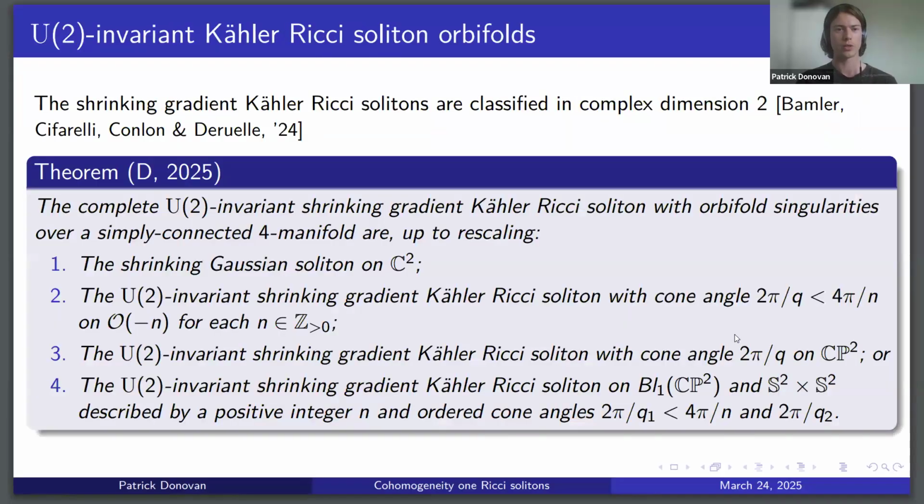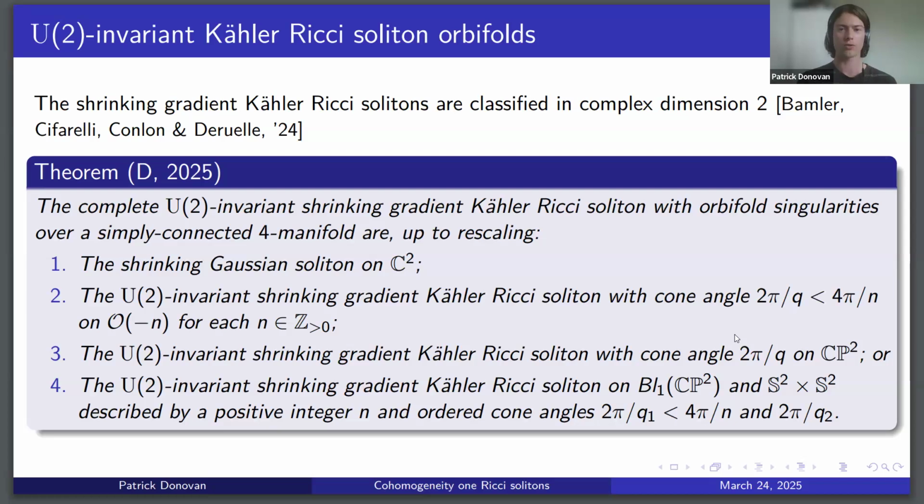Okay, so how do we do that? First of all, let's have a look at the U2 invariant shrinking gradient Kähler Ricci solitons. Well, why would we do that? Looking at those pictures before, you can see that along the Kähler parameters is where we find almost always the things that are closest to closing up smoothly. So if I'm not Einstein, the best things look like they're the U2 invariant shrinking gradient Kähler Ricci solitons. So let's classify these things.